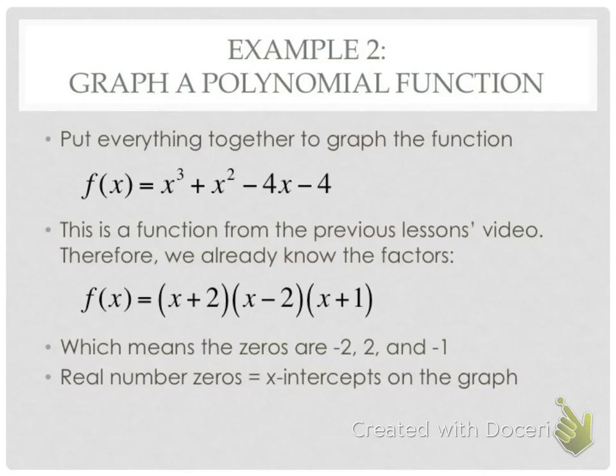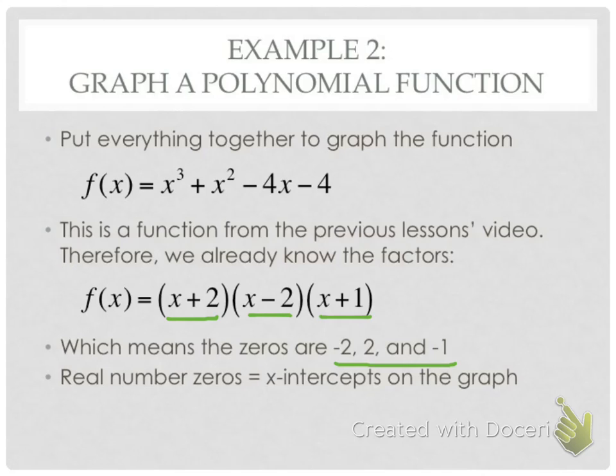All right, so let's put all of this information together. We're looking at the function f of x equals x cubed plus x squared minus 4x minus 4. Now if you look back at the previous lesson, you will see that this is a problem that we've already worked on, and so we already know the factors. The factors to this function are going to be x plus 2, x minus 2, and x plus 1. And if you want more proof of that, you can look back at the previous online lesson to see how we got those.